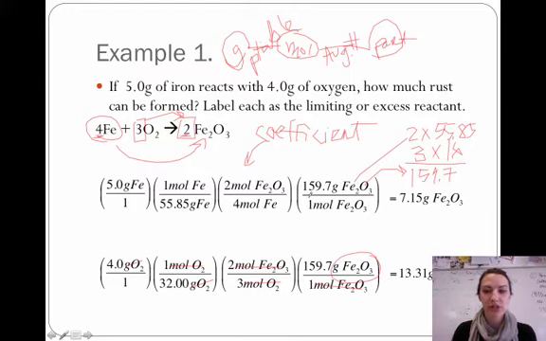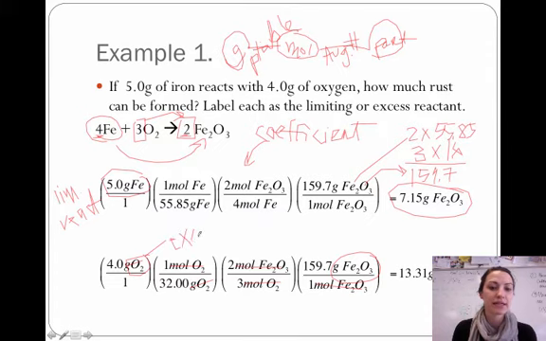4 grams of oxygen can produce 13. So it looks like if we have 5 grams of iron and 4 grams of oxygen, I'm going to end up producing less rust with my 5 grams of iron. So this is going to be my limiting reactant. Okay, iron is my limiting reactant. So oxygen is thus my excess reactant. So you want to label them limiting reactant, excess reactant.